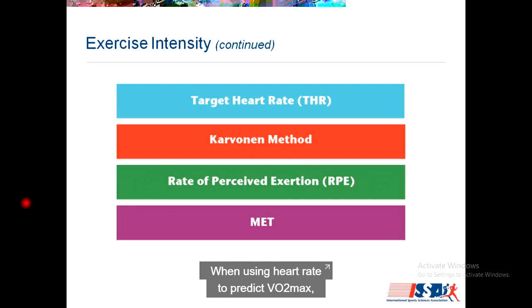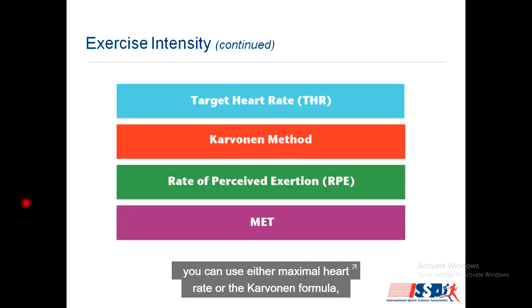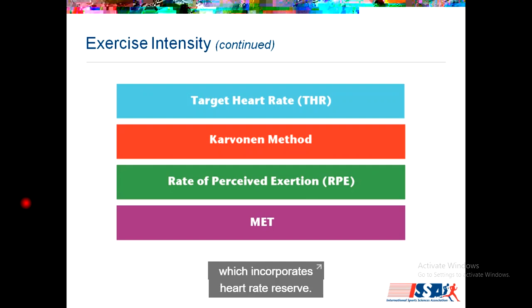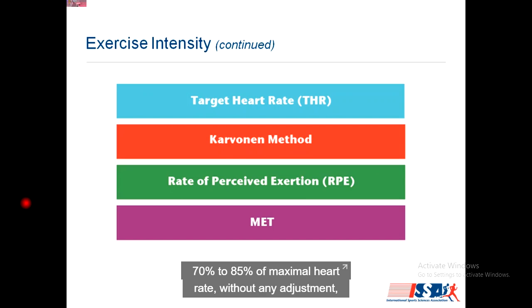When using heart rate to predict VO2 max, you can use either maximal heart rate or the Karvonen formula, which incorporates heart rate reserve. 70 to 85% of maximal heart rate, without any adjustment, approximately corresponds to 60 to 80% VO2 max. Maximal heart rate is 220 minus age.